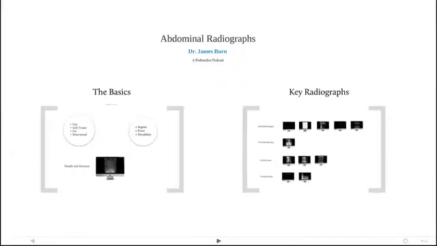In this presentation, we shall first cover some of the basic principles of plain film radiography with respect to abdominal films, and then look at some of the key pathologies that we look for when assessing them, and some too that are most likely to come up in exams.